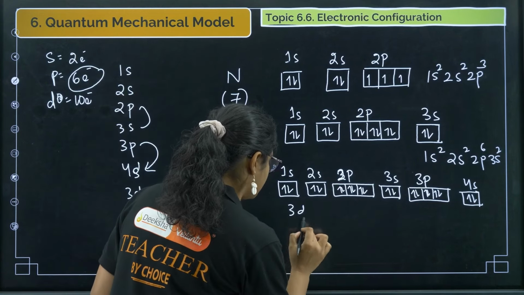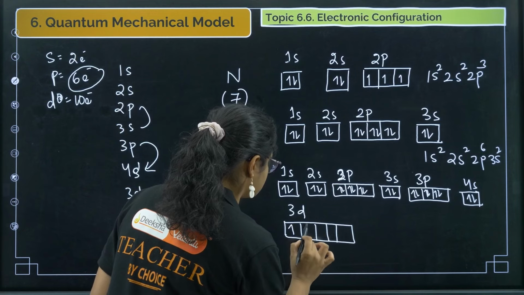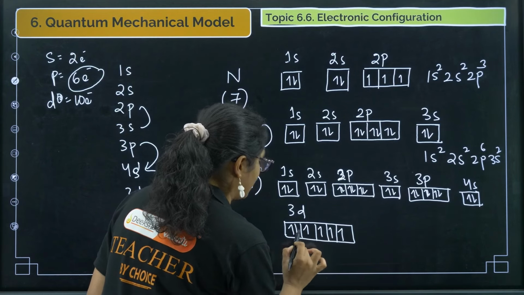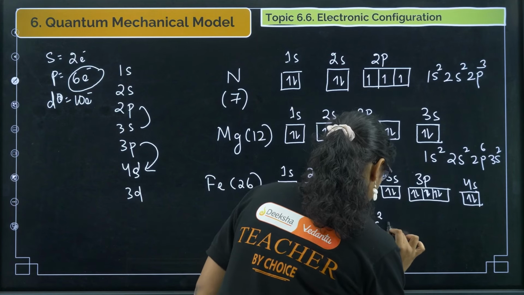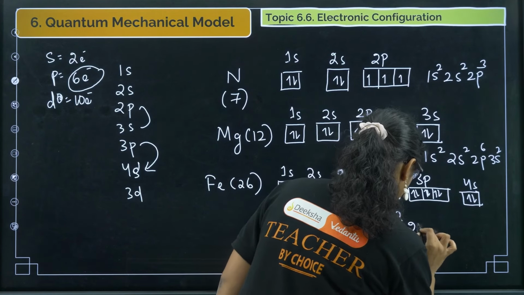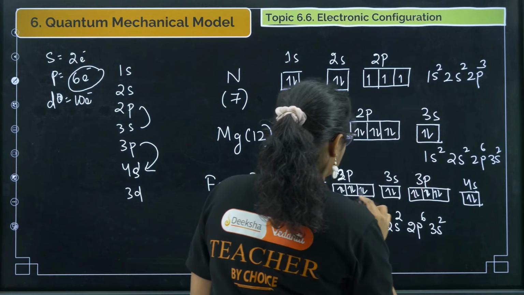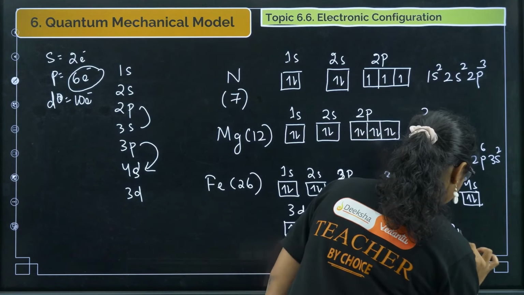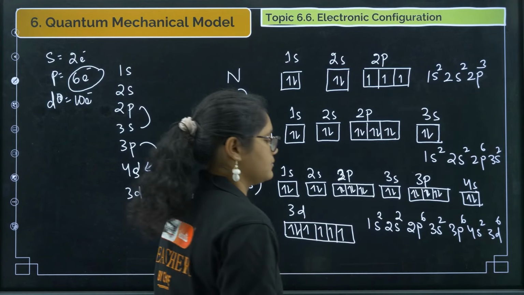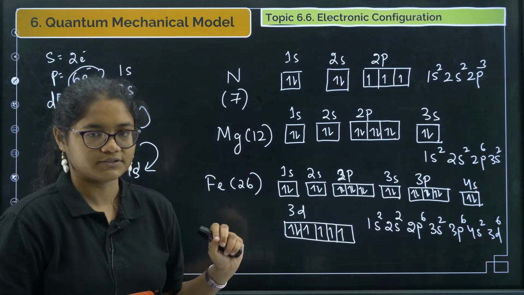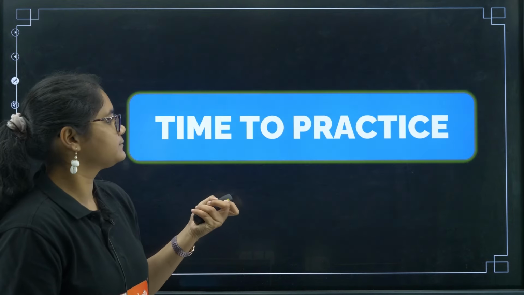So next I have 3d, and in 3d I have 5 orbitals, and I need to fit 6 electrons. So 1, 2, 3, 4, 5 and 6. Okay, so what will be the configuration here? 1s2, 2s2, 2p6, 3s2, 3p6, 4s2 and 3d6. So this will be the configuration. Okay, fine. So this is how you can solve this.